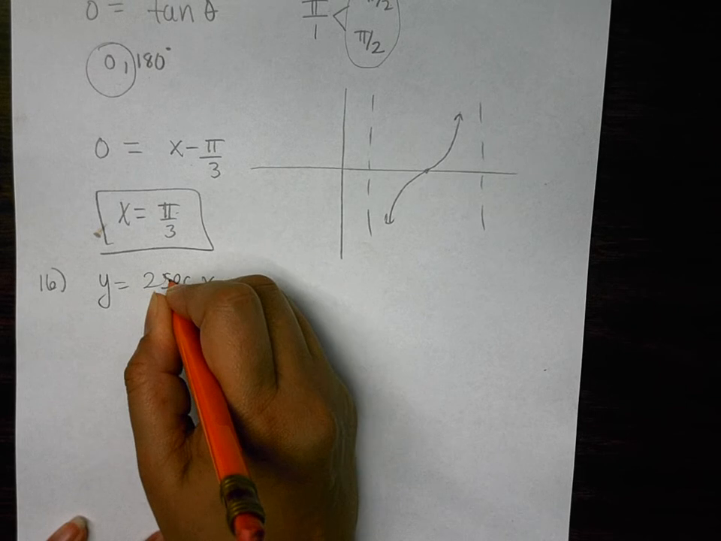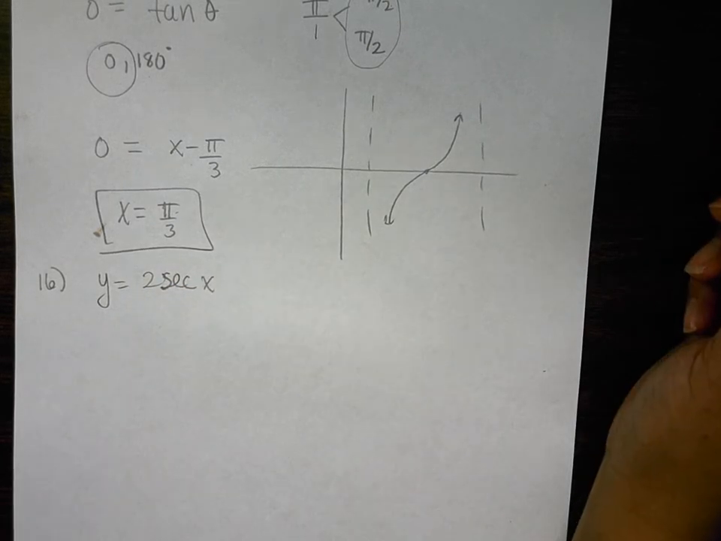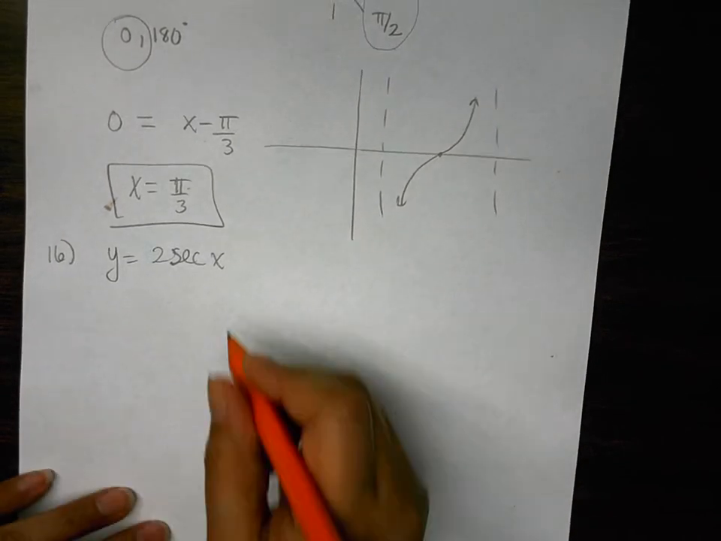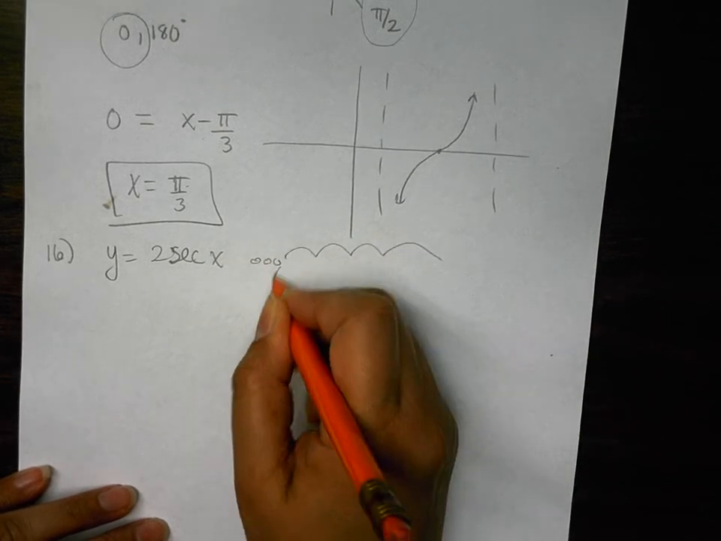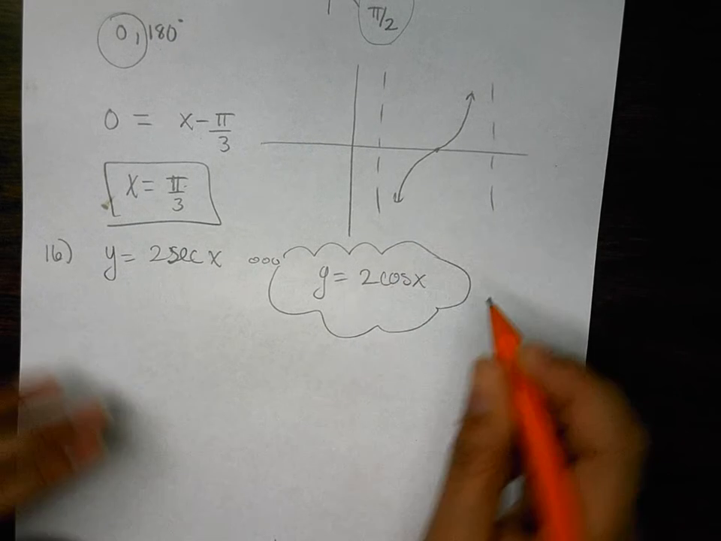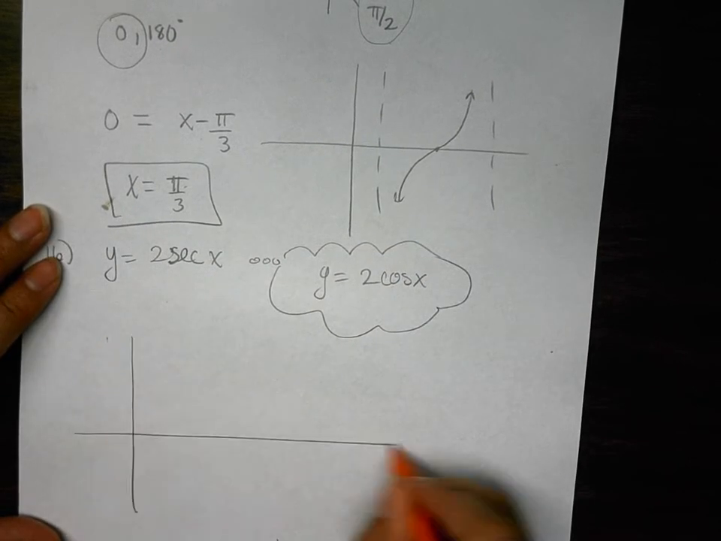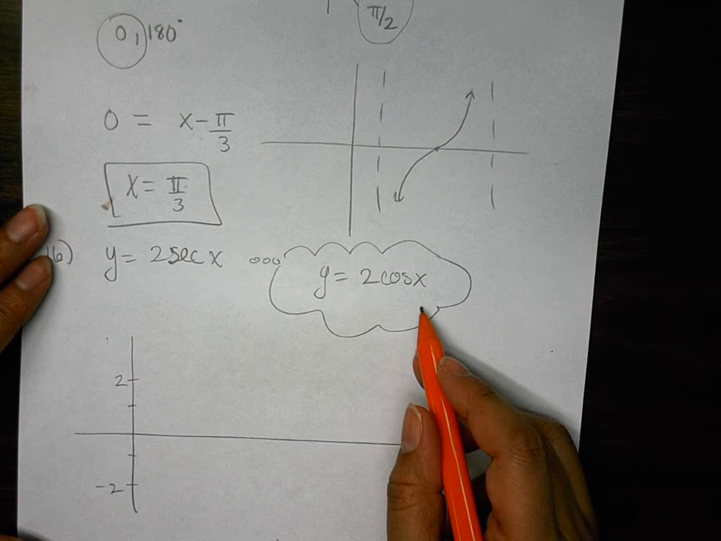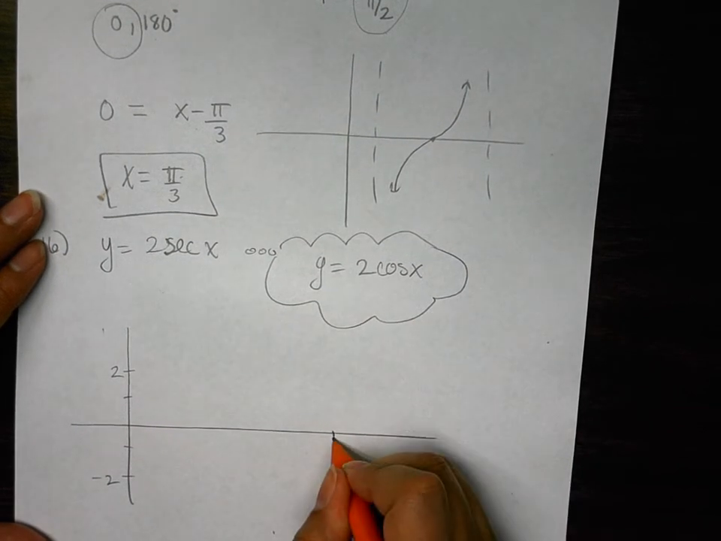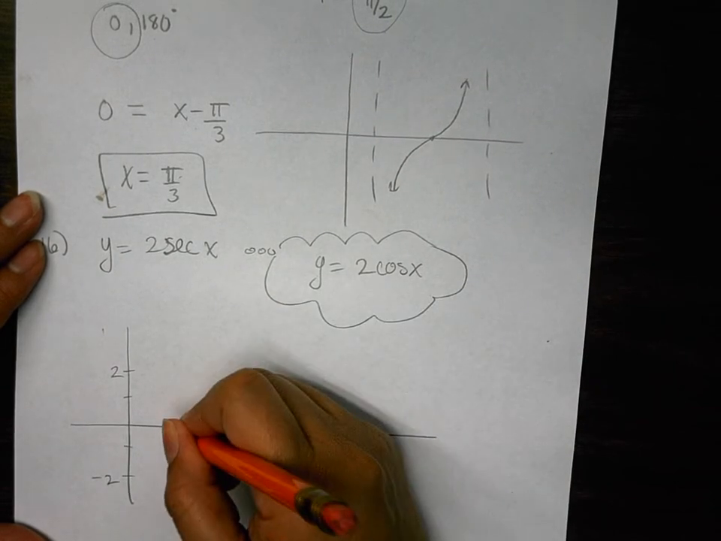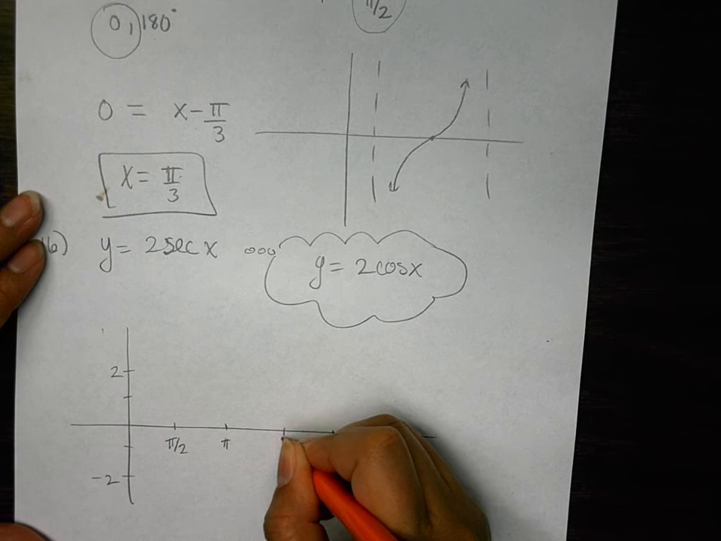Did I hear you say number 16? Yeah. y equals 2 secant of x. Where do the asymptotes occur in the first period for each function? I'm going to graph it just to review, and then I'll talk about how to do it algebraically. What graph do we think of? y equals 2 cosine of x. What is the amplitude? What is the period? 2 pi.